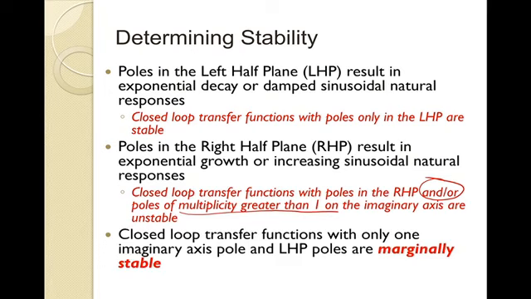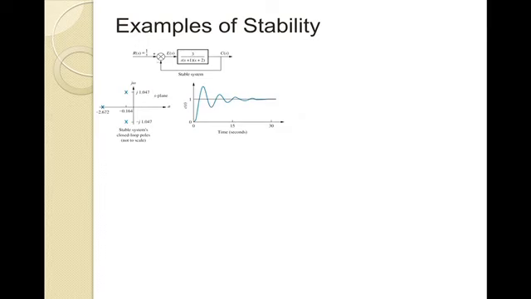So sort of a visual to go along with the words. Now, closed loop transfer functions with only one imaginary axis pole. If we could get rid of this one, if I just have one here, then I could be what's called marginally stable. If I had two, complex conjugates here, but with multiplicity greater than 1, then I could be unstable. So those are our definitions of stability.